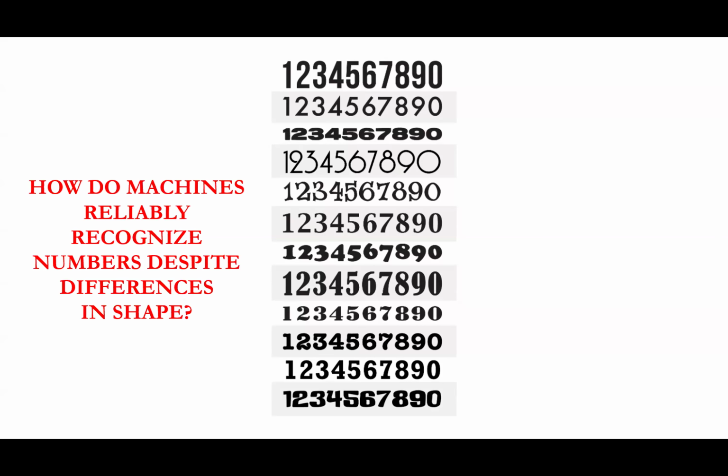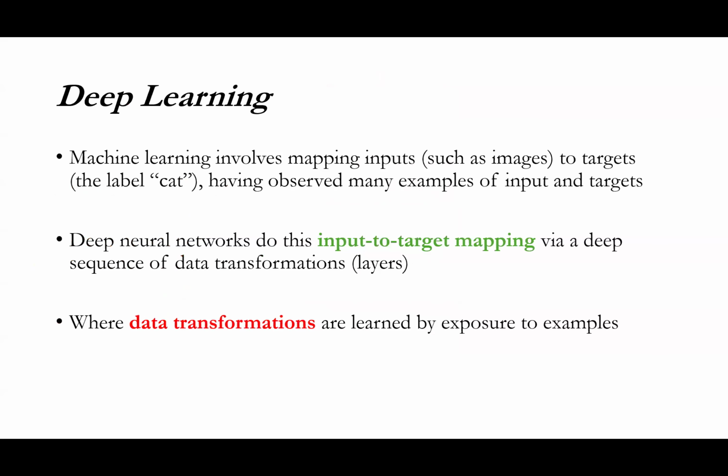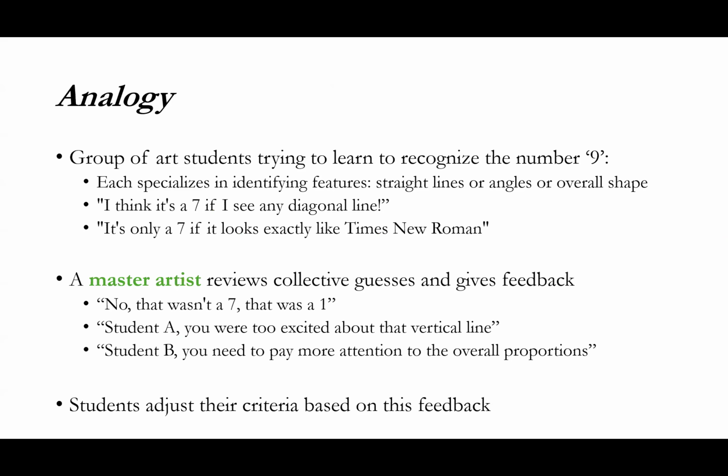How do we do it? I don't know. I know how machines do it. This is not too much of a secret if you're familiar with deep learning. It maps inputs to target outputs. There's data transformation that goes on. I'm not going to bore you with the details because I want to get into the fight. But here's an analogy to help you understand.